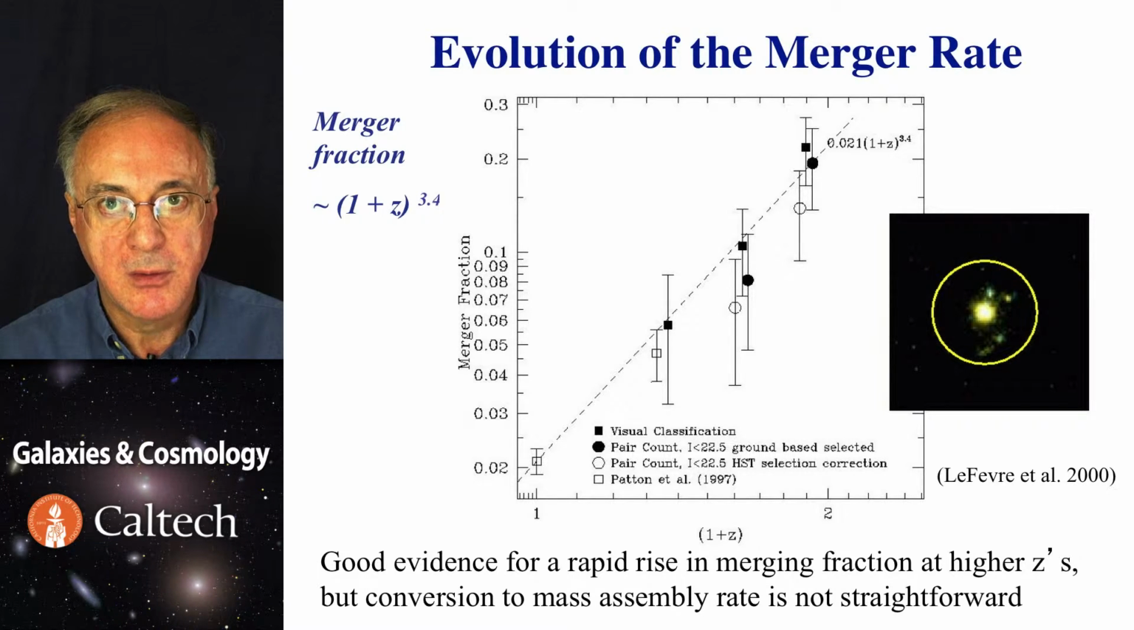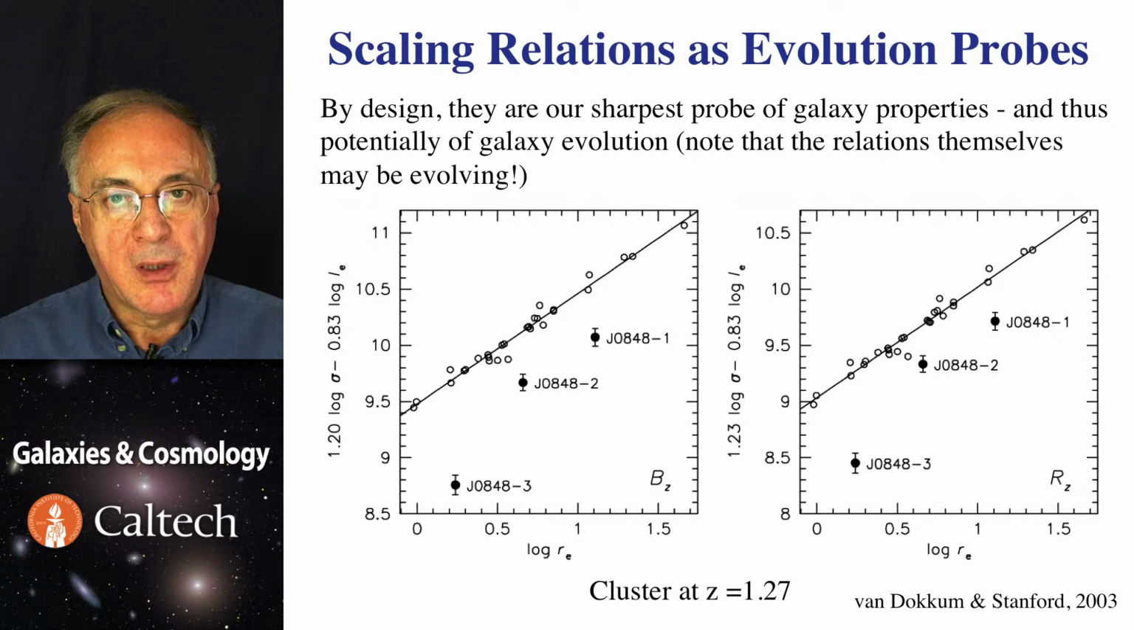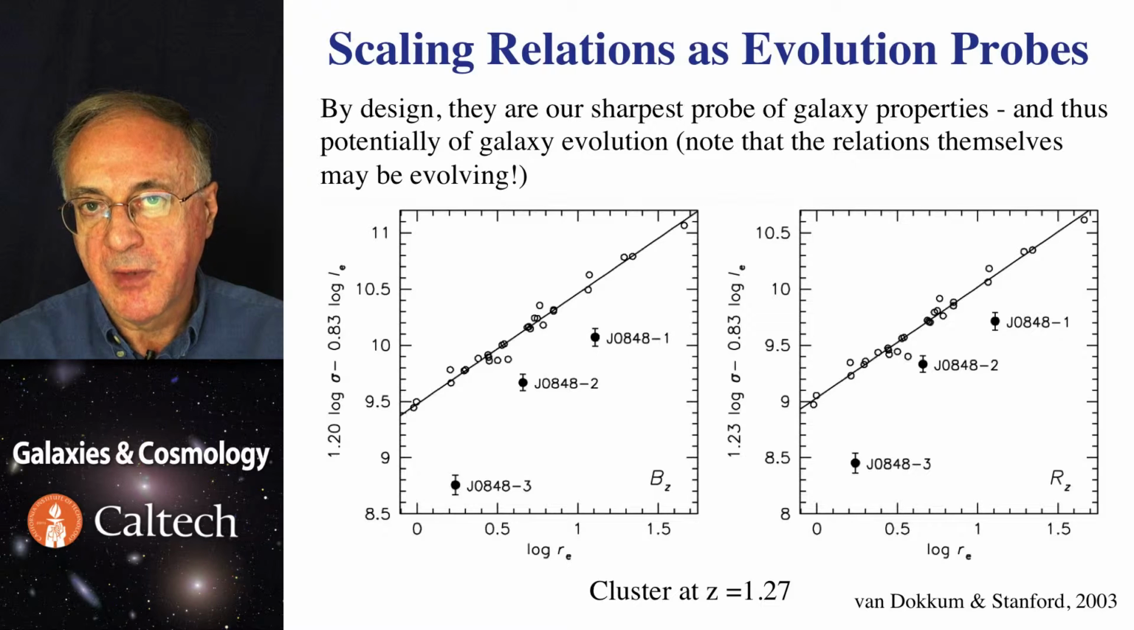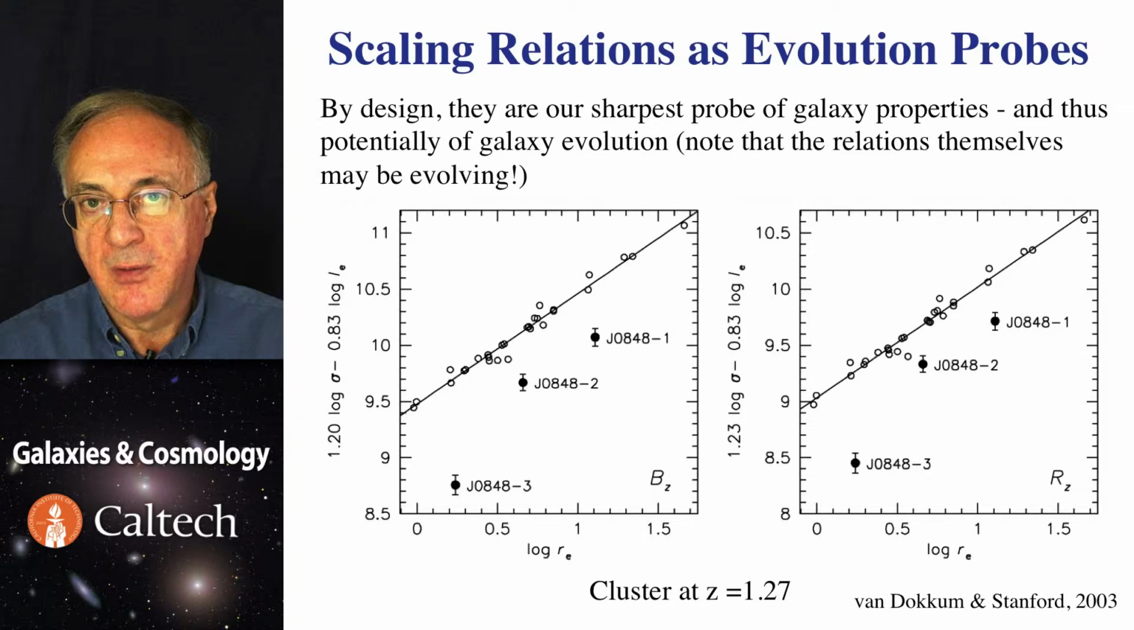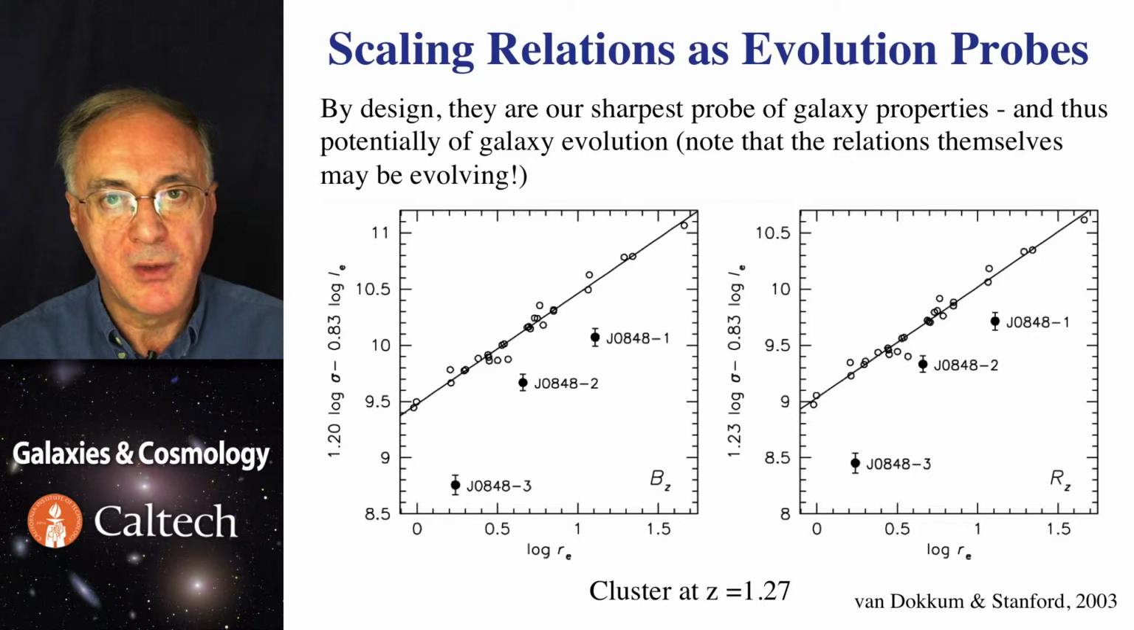hierarchical structure formation. You will recall that when we talked about scaling relations like the fundamental plane, I mentioned that they can be used as sharp probes of galaxy evolution. Luminosity function is a very broad distribution, but these correlations are by construction the sharpest we can have. And so if we can follow, say, the evolution of their intercept or maybe slope as a function of redshift, we can gain new understanding in evolution of galaxies, in this case ellipticals.